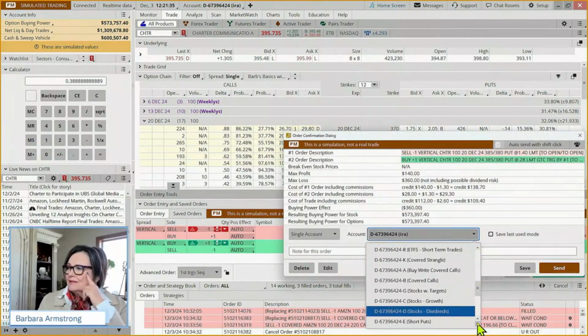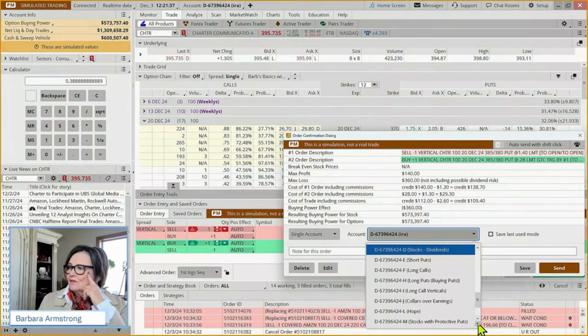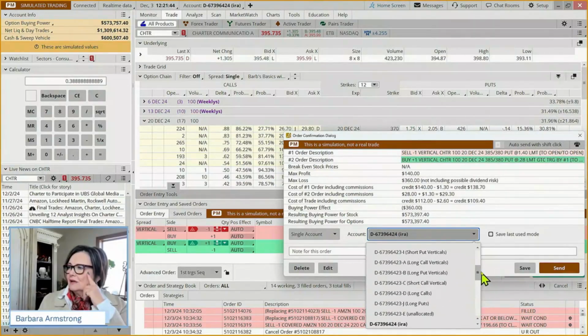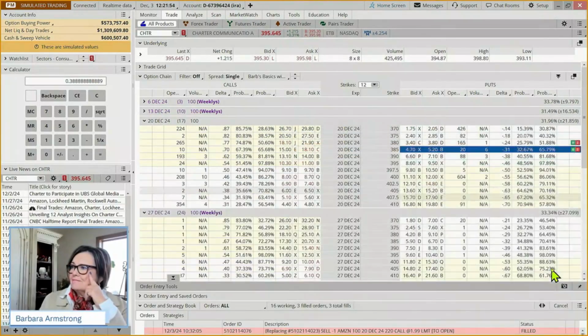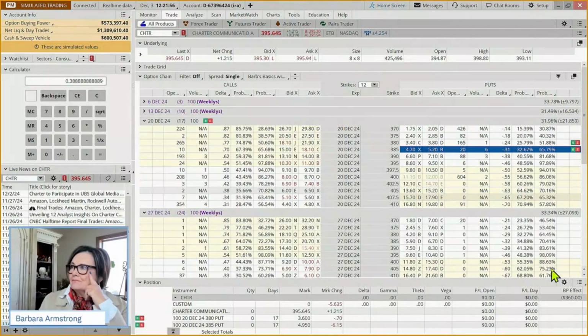But we're going to put this in our short put vertical group. I don't know if I have one here. Well, I'll have to move it. Okay, in this account, we're just going to leave it, and then I'll create a group for it on the monitor tab. Okay, so we've got that one set up.